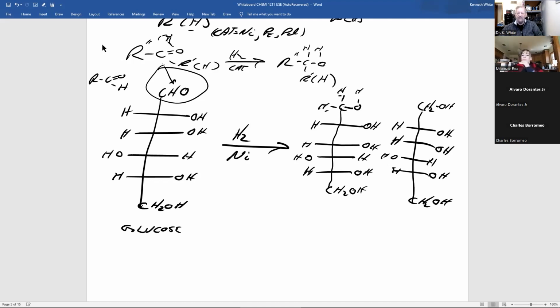And notice we have this molecule. These are both identical. Three lines means identical, not equal. And it has a trade name or a common name. It's called sorbitol.